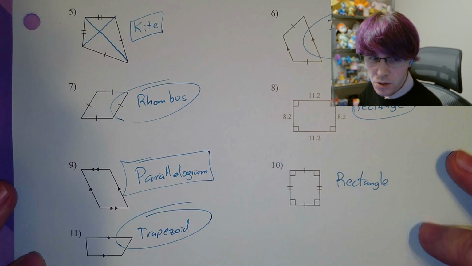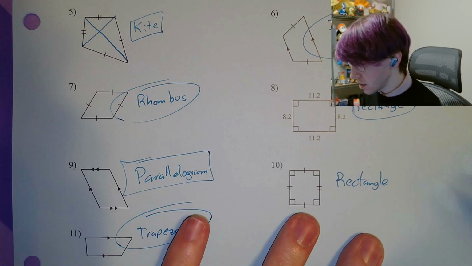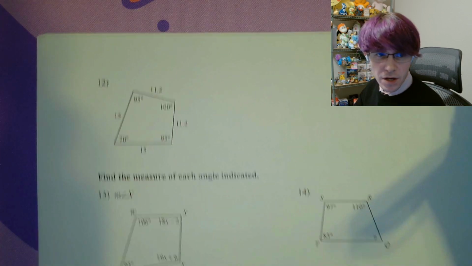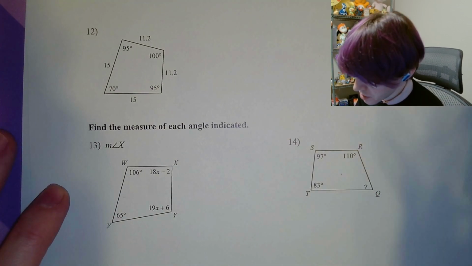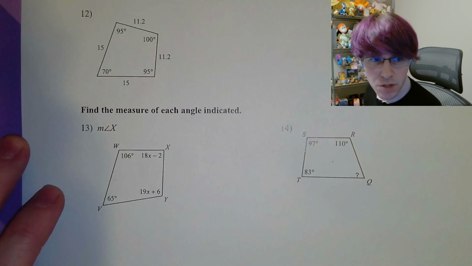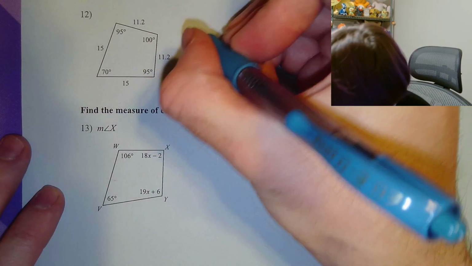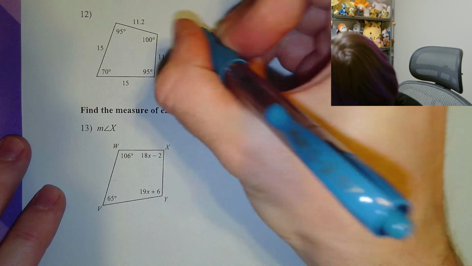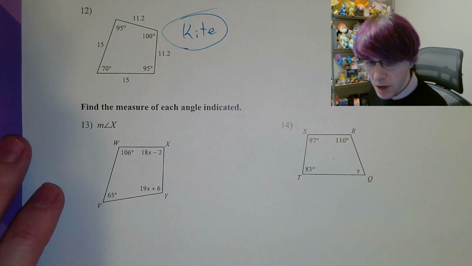Already done with the first page and the first 11. Let's move on to that next page. Question number 12. This is another one where you have two sides next door to each other the same length, another two sides next door to each other that's the same length. It's yet again a kite.